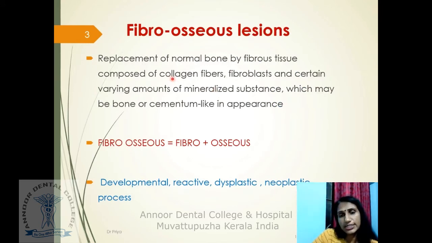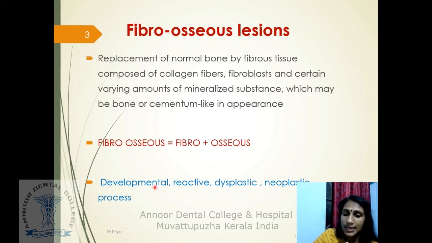So basically, what are fibro-osseous lesions? A fibro-osseous lesion is the replacement of normal bone by fibrous tissue. The normal bone is getting replaced by fibrous tissue, which is composed of collagen fibers, fibroblasts, and varying amounts of mineralized substance, which could be bone or a cementum-like substance. So this fibrous tissue contains collagen fibers, fibroblasts, and also some amount of mineralized substance, which resembles bone or cementum. Fibro-osseous, when you split, you have fibro and osseous. That means you have a fibrous area plus an osseous area. Both together form your fibro-osseous lesion.